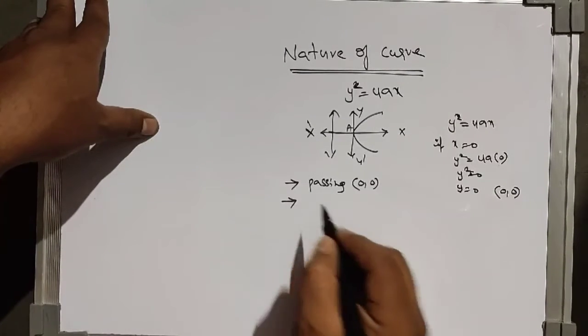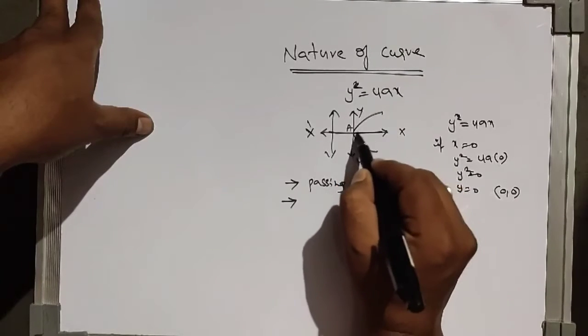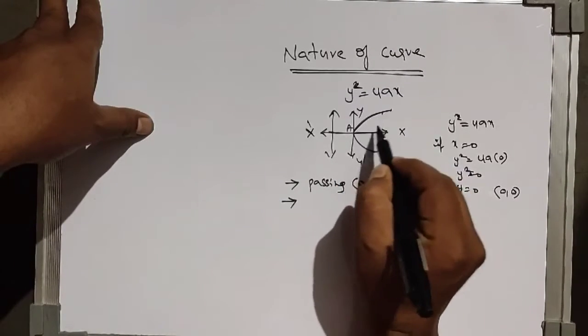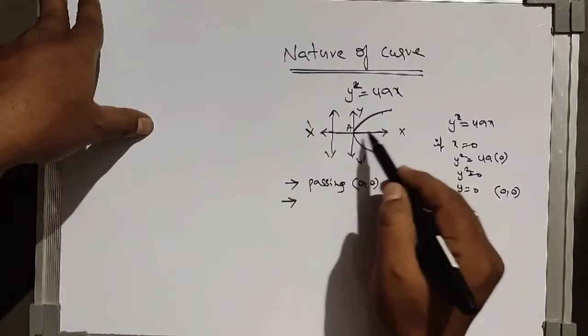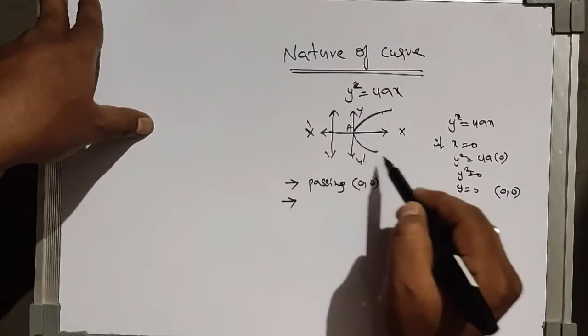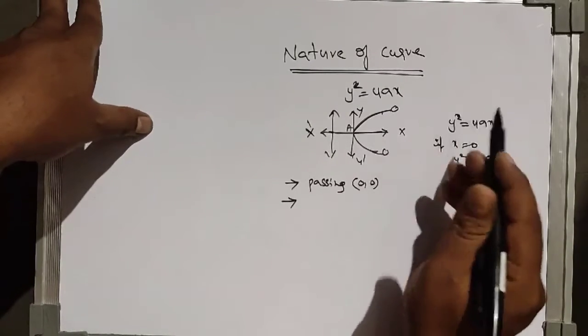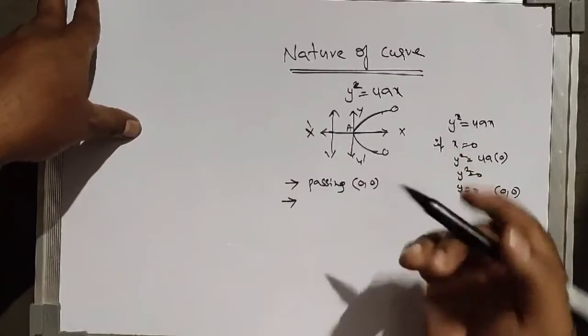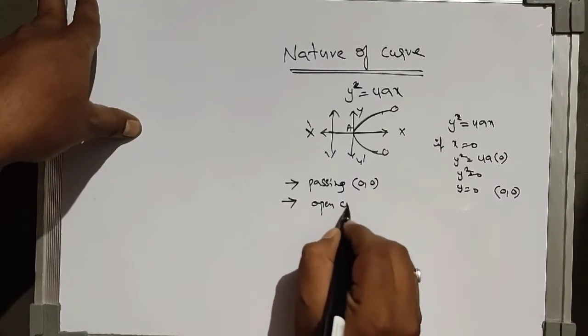Next, the second property. If you observe here, if the x value is increasing, the y value also increases like this. If you increase the x value, the y value keeps on increasing, which means the two ends of this curve do not meet at any point. That is an open curve. Therefore, the parabola is an open curve.